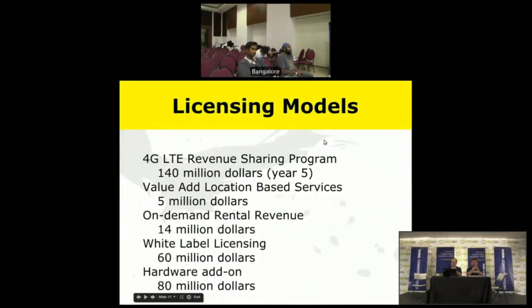Let me refer to Stefan for the license models. The biggest chunk of revenue we're projecting in year 5 is $140 million. We have different licensing models: revenue sharing of 4G, value-added application services, wide licensing, and hardware.